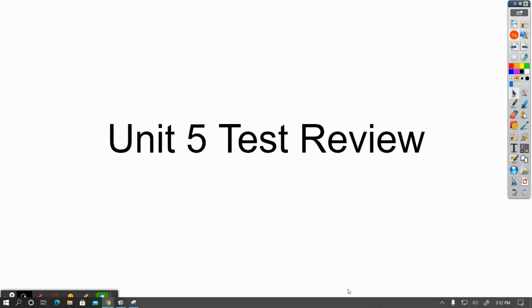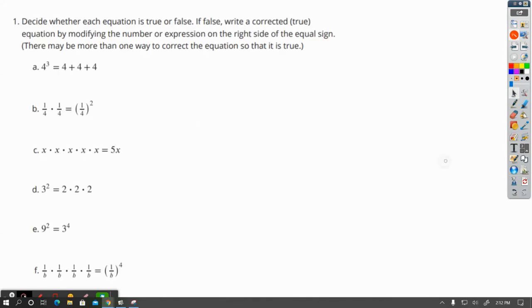Hey guys, so today we're going to do the Unit 5 test review. So we're going to go through the questions that are on the study guide. So number 1 is just wanting you to prove that you understand exponents and what they should be. So you're telling if they're true or false. If they're false, you are to correct this statement on the right side of the equation.